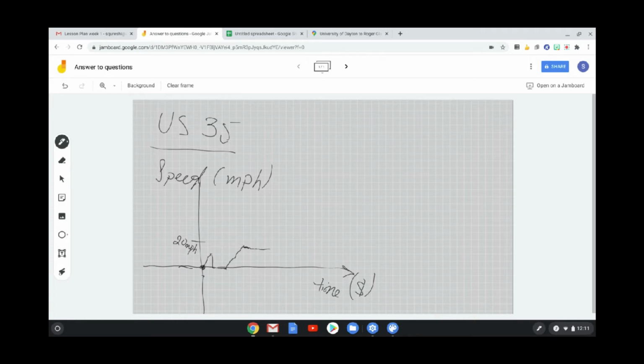Once it reaches 20 miles per hour, then at the end of the road there's a stop sign. Speed reduces down to zero. Time still moving, so time still increasing. Then I move on to the main road. I accelerate up to 30 miles per hour, at which point it becomes kind of static, right? So I'm following the speed limit mostly.